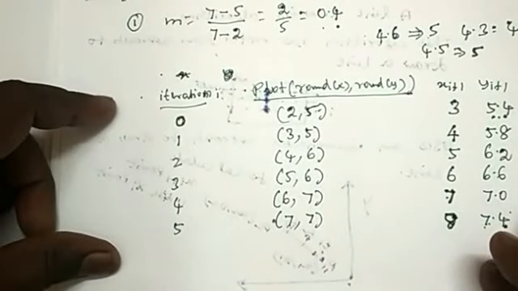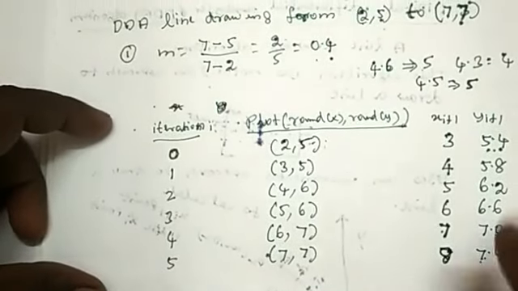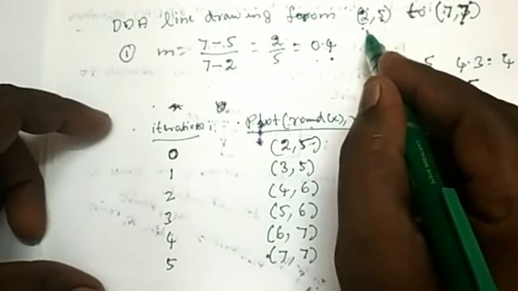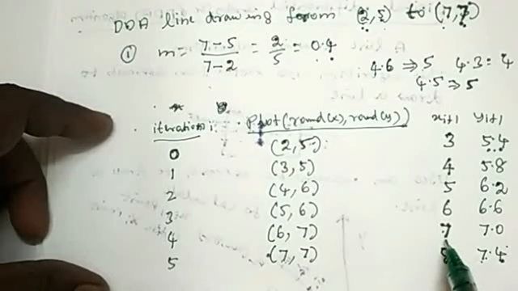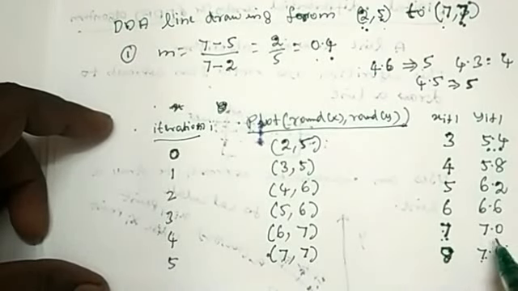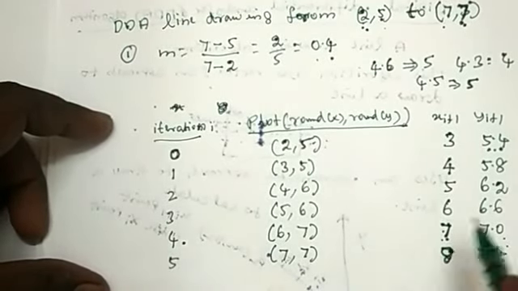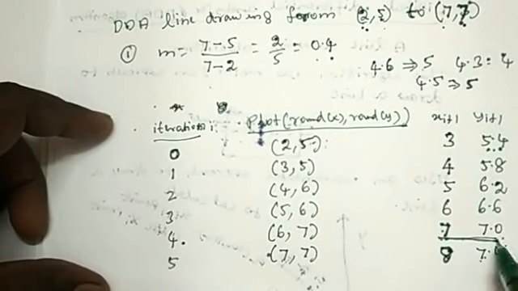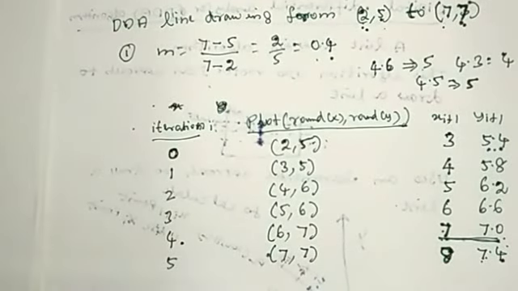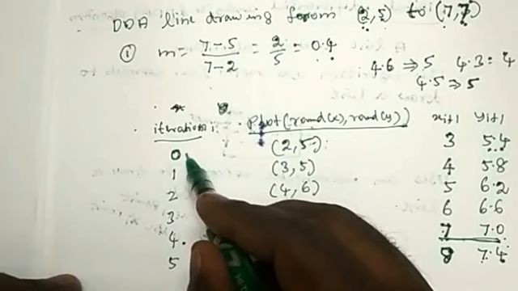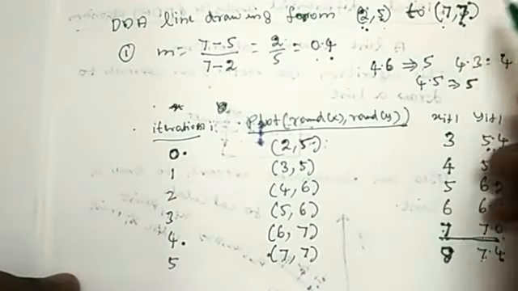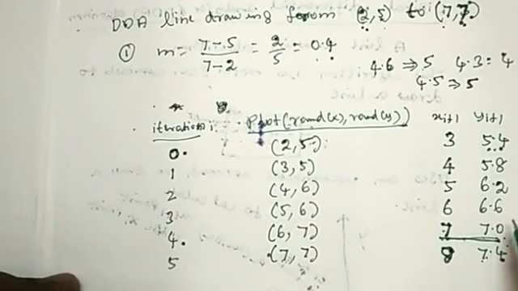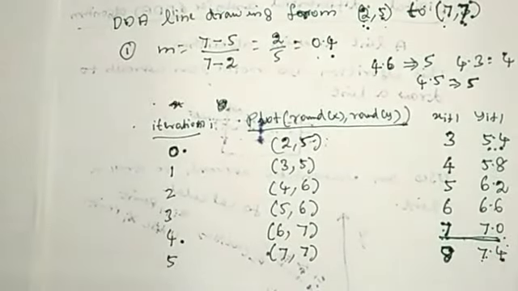So what is the source point here? The source point is 2, 5, that is the starting point, and the destination is 7, 7. So we have already got the value 7, 7 in iteration number 4. So up to this we can stop here. We can draw the line from iteration number 0 to iteration number 4, because since we have reached the destination point, there is no need to calculate further. So these are the actual coordinates for the line drawing algorithm.